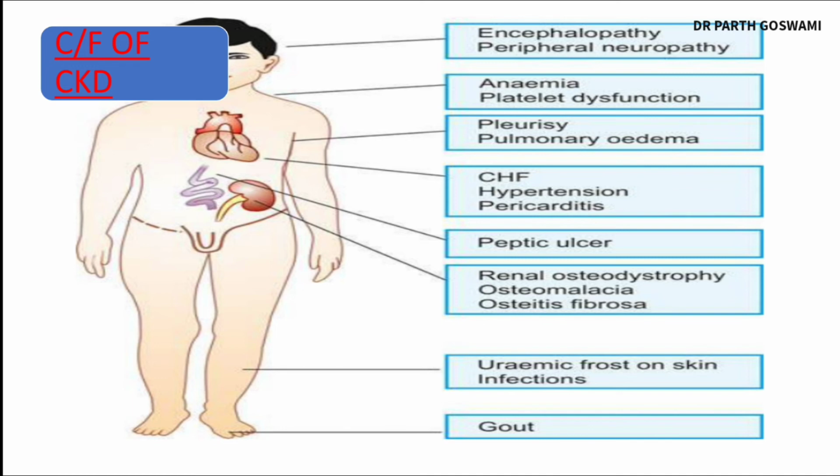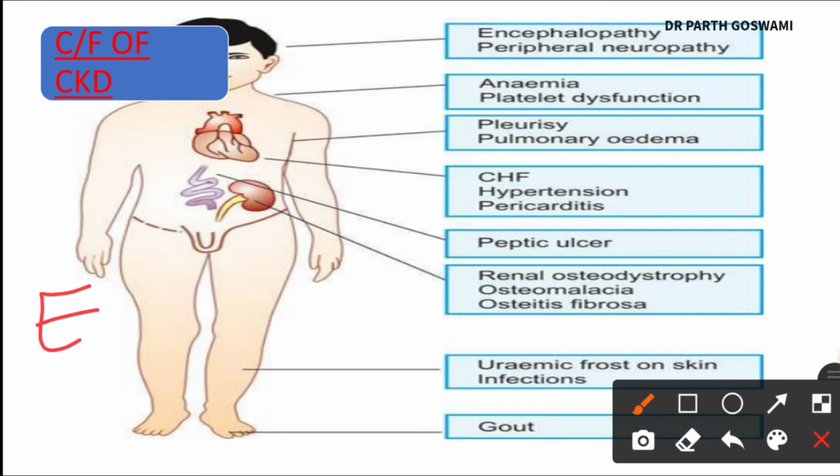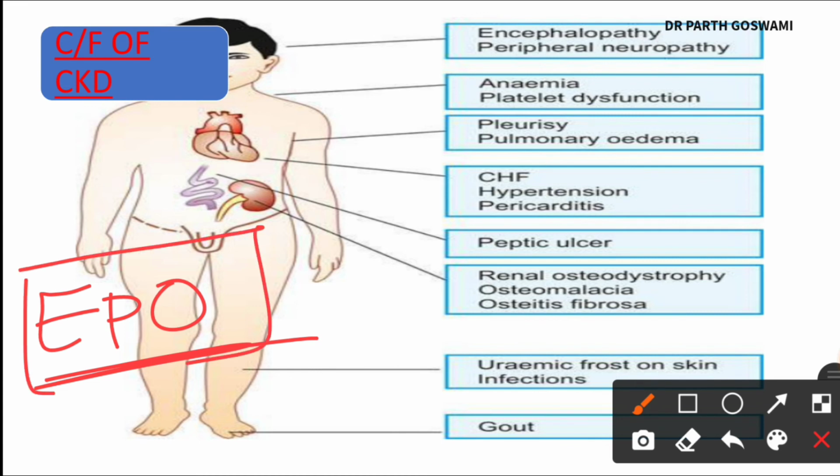So this is the clinical manifestation of chronic kidney disease. Most of the features are because of uremia, increased waste product. The first manifestation is affection of the brain. The patient can develop encephalopathy and peripheral neuropathy, right? Because of kidney involvement, erythropoietin secretion would be less. We know very well that for erythropoiesis the body needs one hormone, that is erythropoietin, which gets secreted from the kidney. So if there is a kidney disease, the EPO will be reduced, and so the patient can manifest anemia and platelet dysfunction.